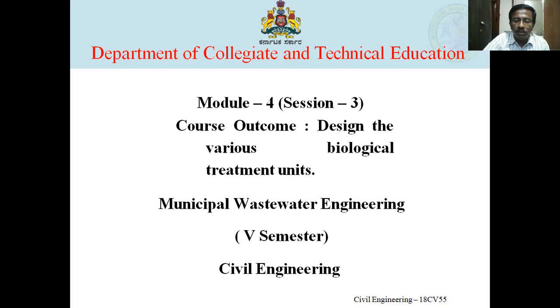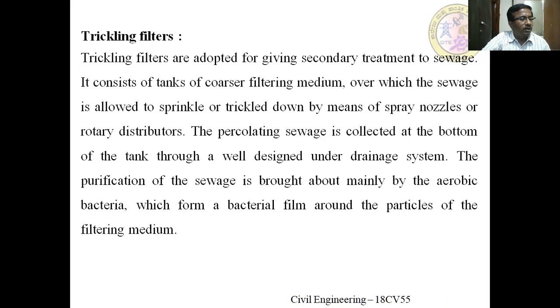next, we pass on to the trickling filter. The trickling filter comes under the attached growth system, and it is also known as a percolating or sprinkling filter. Trickling filters are adapted for giving secondary treatment to sewage. It consists of tanks of coarse filter media over which the sewage is allowed to sprinkle or trickle down by means of spray nozzles on rotary distributors. The percolating sewage is collected at the bottom of the tank through a well-designed underdrainage system.